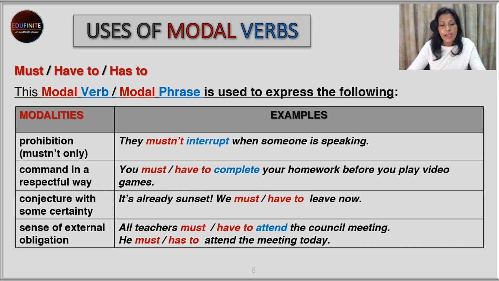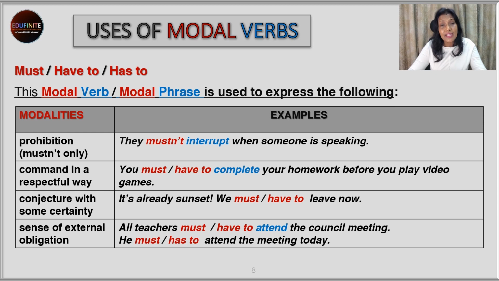Well, next, conjecture with some certainty. It's already sunset. We must leave now. So maybe we are in some place where it's not very convenient to stay after sunset. So we are saying that it's already sunset, we must leave now. Or we can also say we have to leave now. Both mean almost the same.